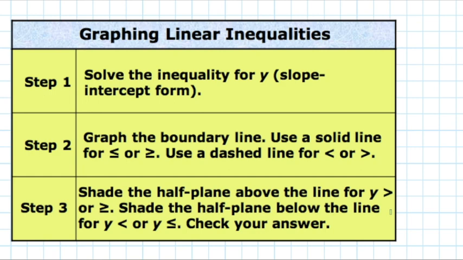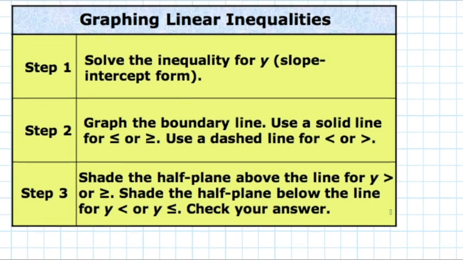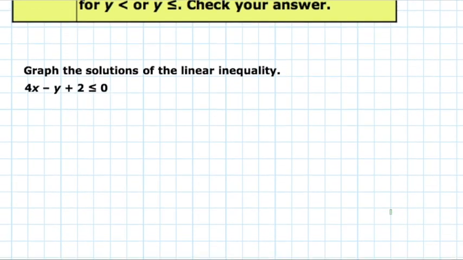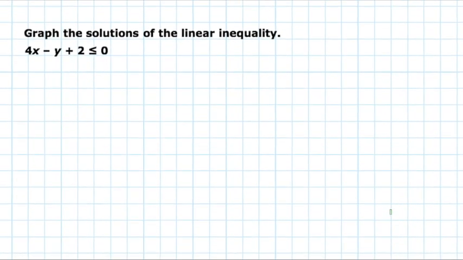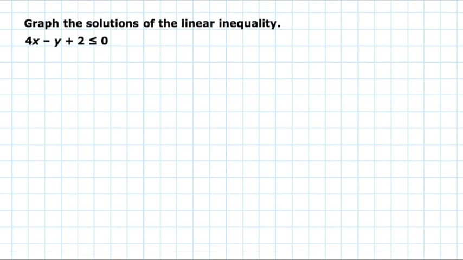Those are the steps you're going to do. You're going to go through like it's a normal line, except: do I need to shade, or make it solid or dashed? Shade above, shade below. So that's your train of thought. So let's look at an example here. We want to graph the solutions for this linear inequality.